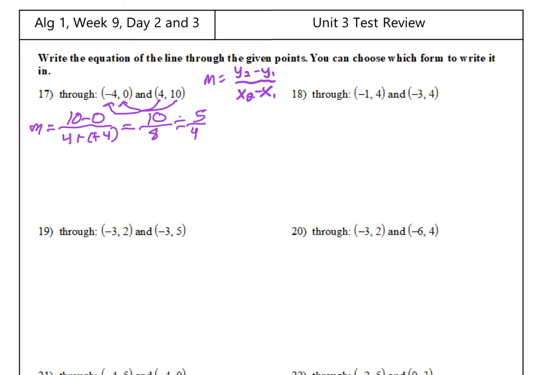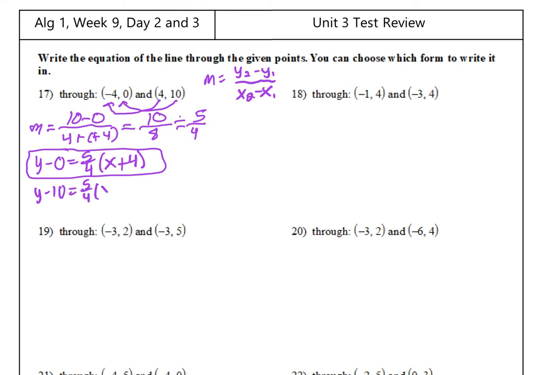So let's give this a try. We're going to say for point slope, y minus 0, I'm going to use the first point, equals 5/4 times x minus negative 4, but that's actually a plus 4. This is one of your possible answers. If I use the second point with point slope form, that's y minus 10 equals 5/4 and then x minus 4. That's one of the options. And remember, you don't have to have all 3 of these answers. You just have to have one.